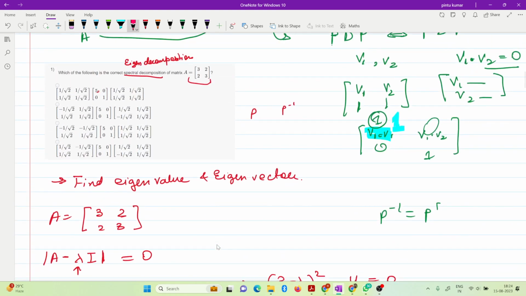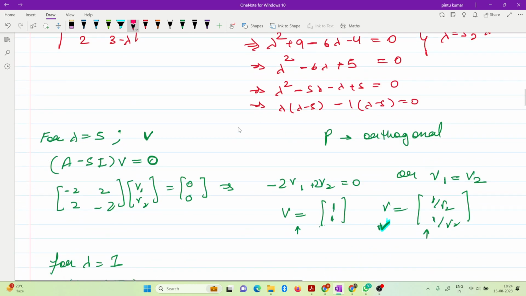So what are the options with minus 1 by root 2 at these positions? So this is this particular option, because we don't have a minus here, we just have a minus over here. So this option is the correct answer. Okay. So this is how you can obtain eigen decomposition for the question that is given to you in the assignment also.